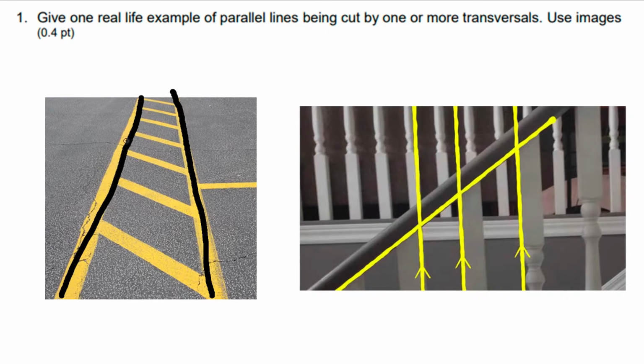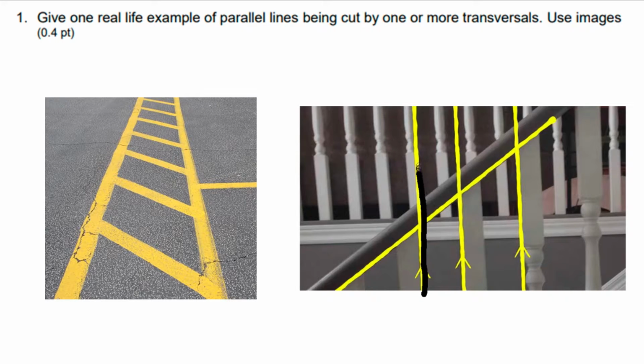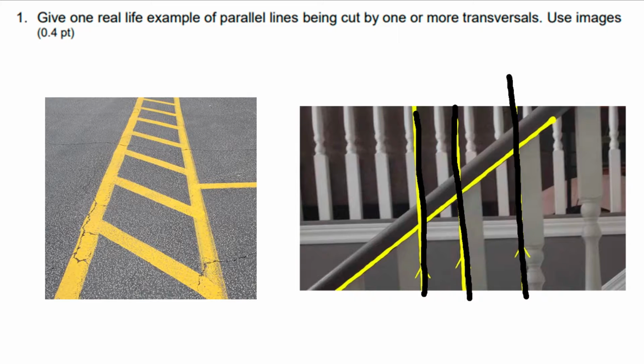In this one, it may not seem so because they're strange, but it's because of the perspective of the photo. And these are the transversals that are cutting the parallel lines. Okay. In this example, we have a lot of transversals. And in the second one, it's already drawn, but I'm gonna draw over it so you guys can understand. These are the parallel lines. We have three parallel lines in this example being cut by this transversal.